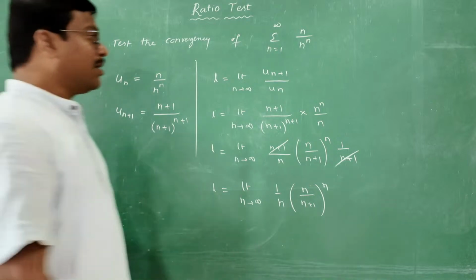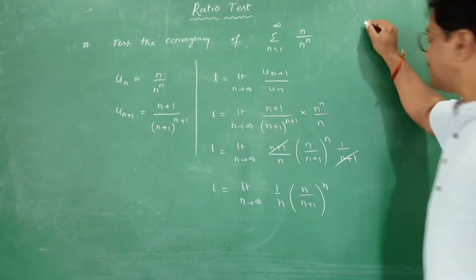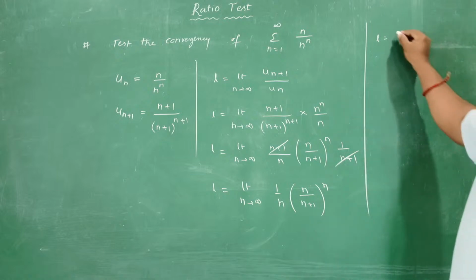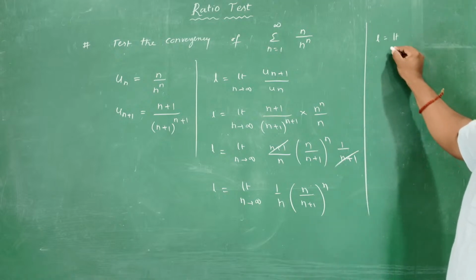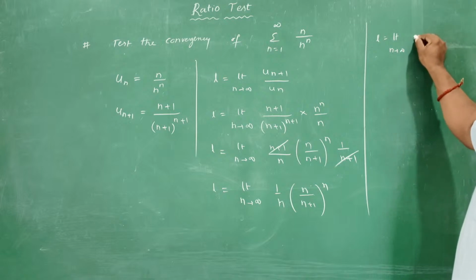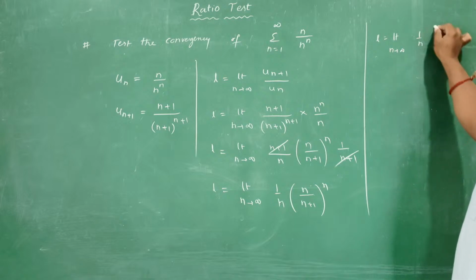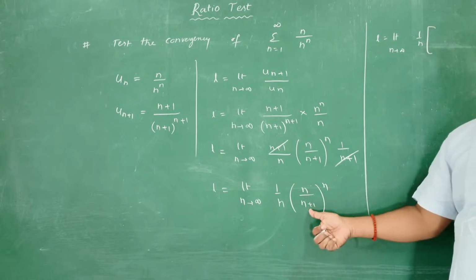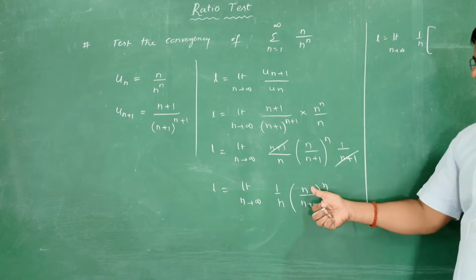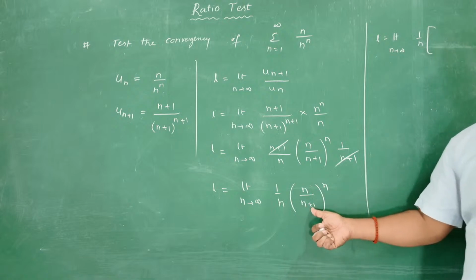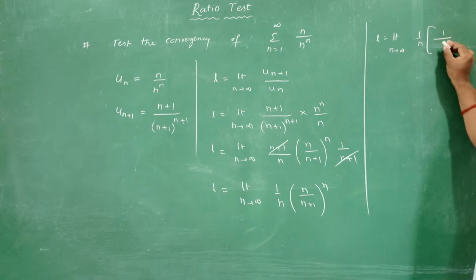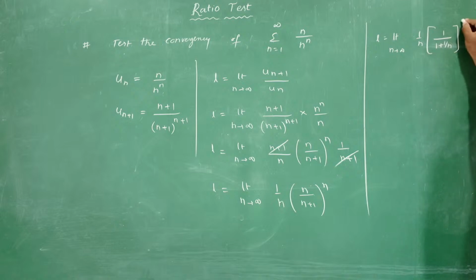Okay. Now L equals limit n tends to infinity. Here it is 1 by n as it is. Here n by n plus 1 you have. I am going to divide both numerator and denominator by n. When you divide by n, what happens? 1 by 1 plus 1 by n, I can write whole to the power of n.